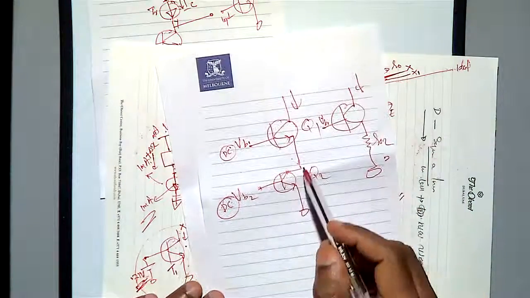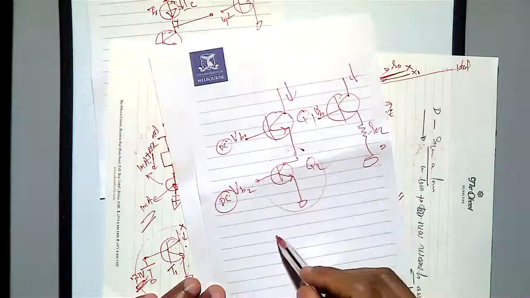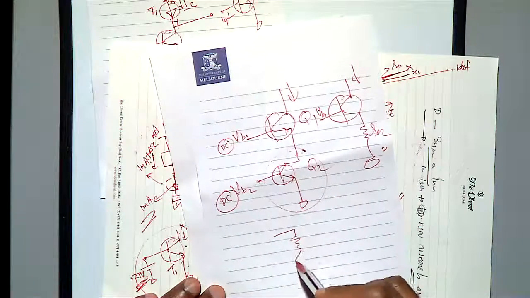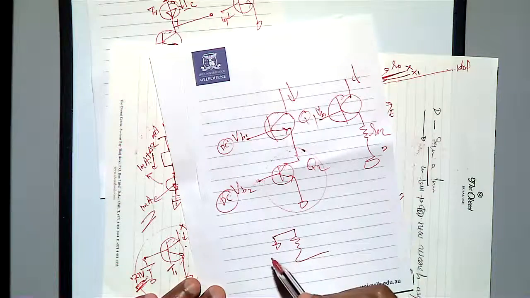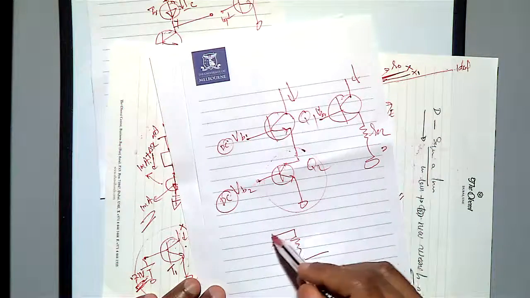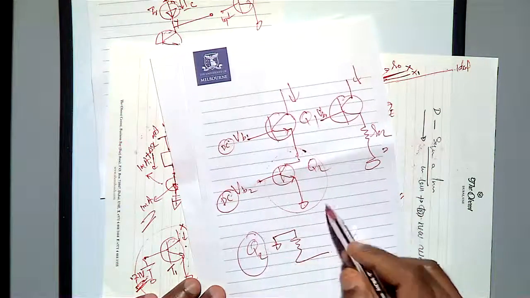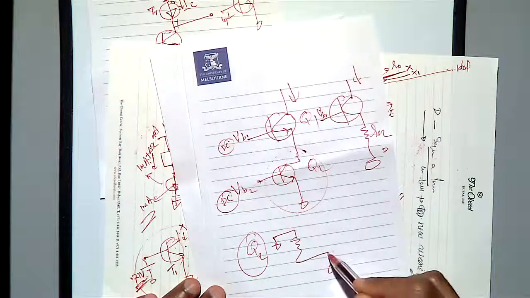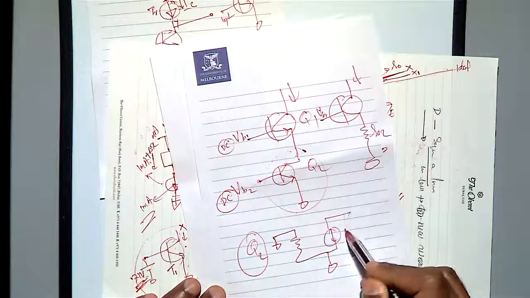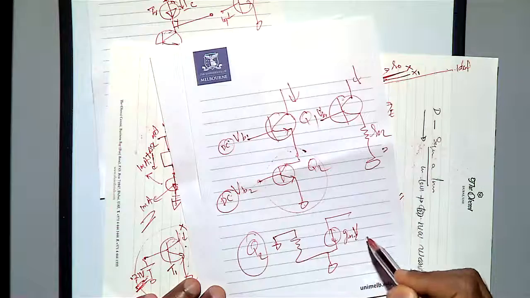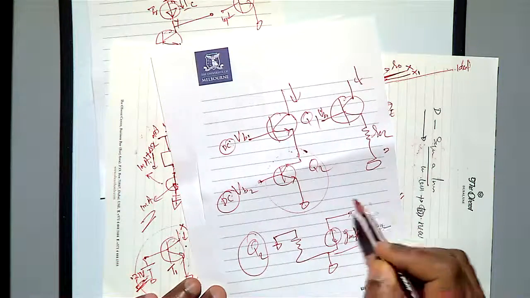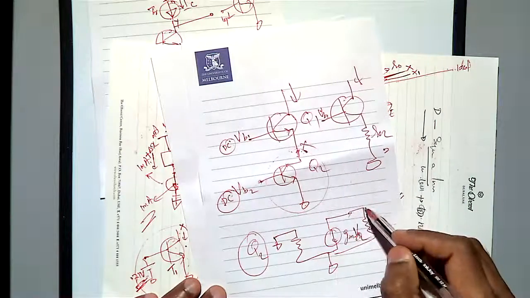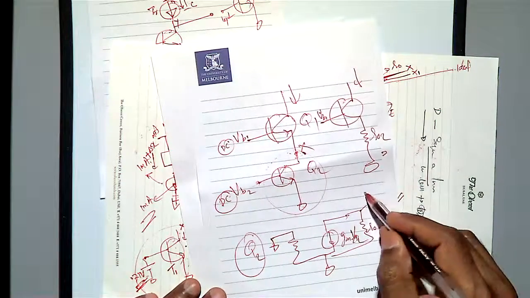Why? Because when you draw the small signal model of this part, this is a constant DC value, so it will be grounded. So here, this is for Q2. Here this is ground. Gm2, V2, Ro2, and this is a point X.